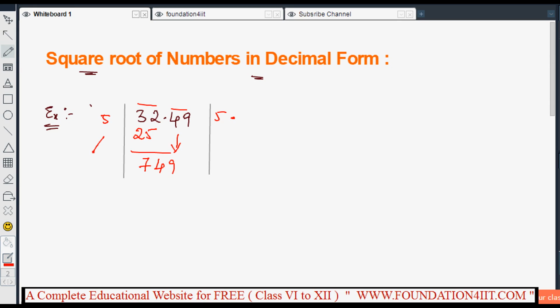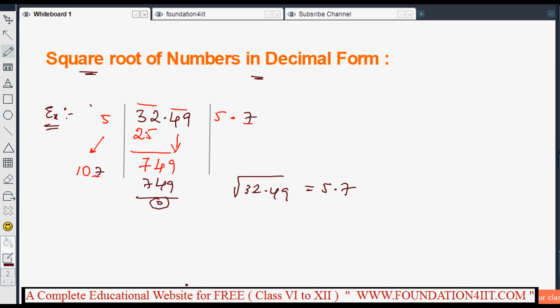Now 5 doubled is 10. Next place, and the digit here should be the same as the digit in the quotient. So 101 ones are 101, 102 twos are like that, 107 sevens are 749. It will come clearly. So 5.7. So the square root of 32.49 is equal to 5.7.